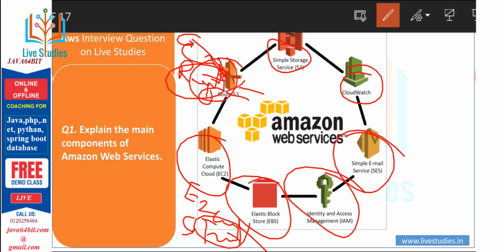Another is Simple Storage Service, S3. It is a highly scalable, fast, inexpensive and reliable data storage interface from Amazon Web Services, used by many large organizations. S3 buckets mean storage. Another one is Simple Email Service, SES.